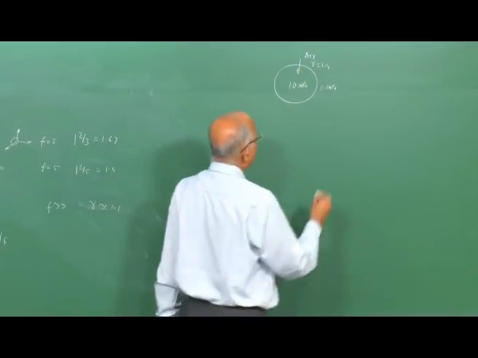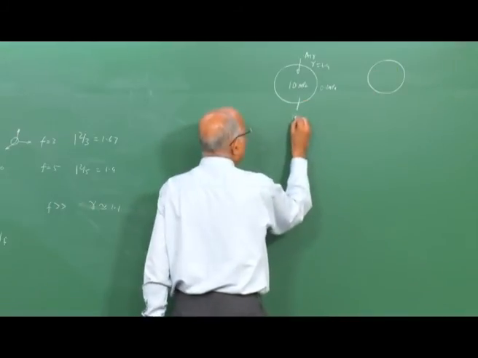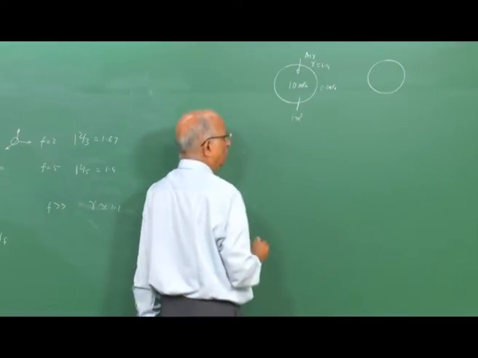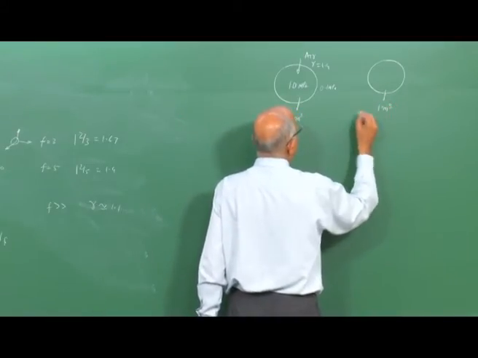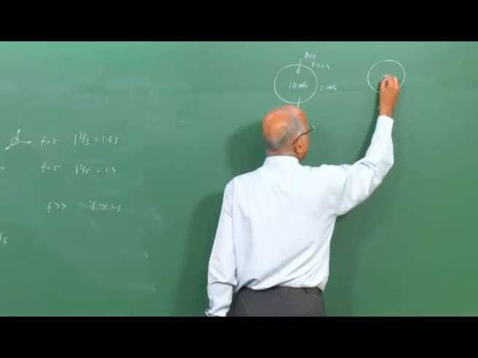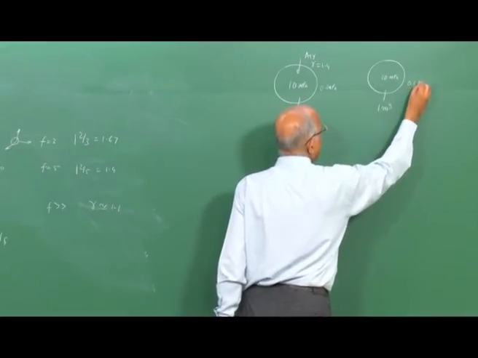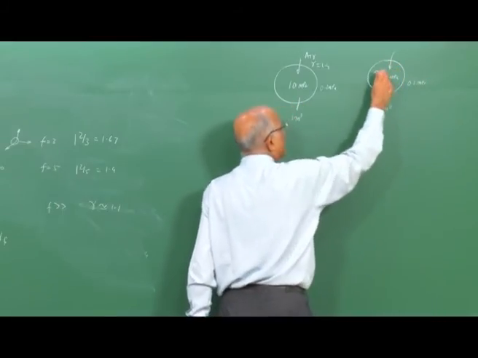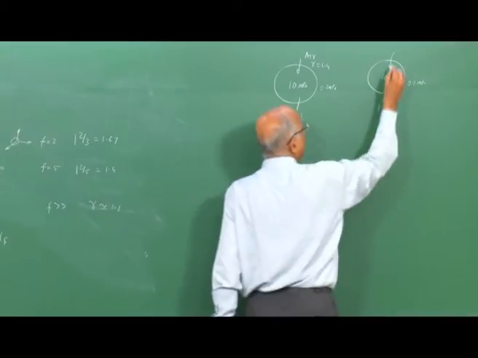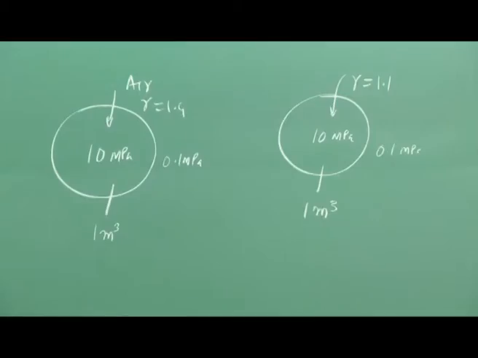I also consider another example wherein for the same volume, let's say the volume is 1 meter cube, so that I don't need to carry the volume. I have the same 1 meter cubed vessel having the same pressure of 10 MPa, ambient pressure is 0.1 MPa as earlier, but it contains, let us say, a refrigerant gas, and this refrigerant gas has a gamma equal to 1.1. Now, I want to find out what is the energy released in the two cases.